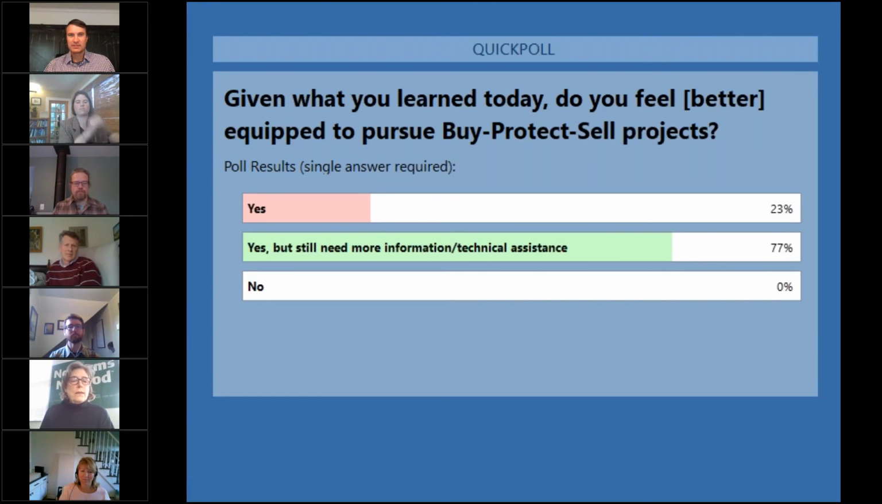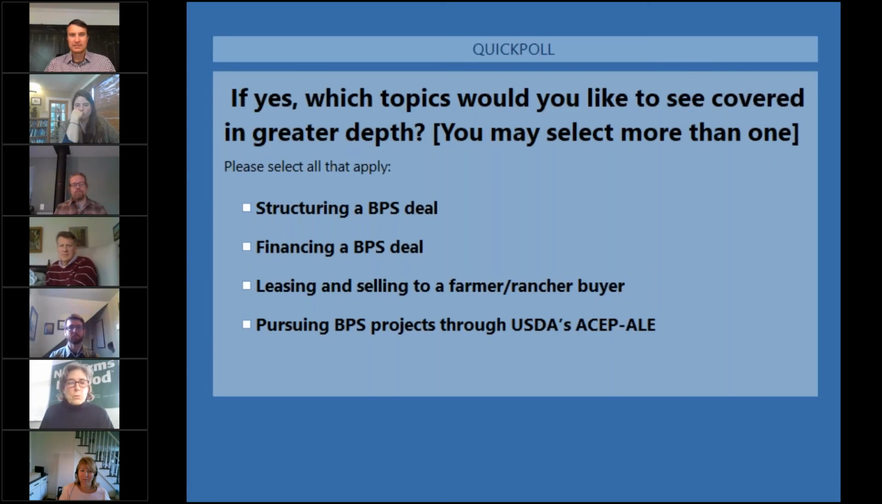Okay, so I think that answers our question on the need for a Buy, Protect, Sell 2.0. And here's the question of which of these, I don't know if you can select all that apply, you would like us most to focus on in the next one. And to the panelists, I hope that you might be willing to rejoin us to talk about some of these things.